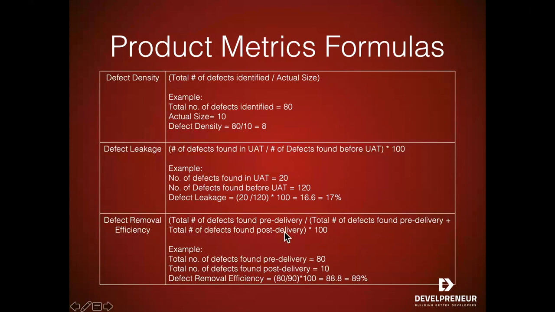Defect removal efficiency, total number of defects found pre-delivery, divided by the total number of defects found pre-delivery plus post-delivery. So total number of defects found before delivery, 80, and found after 10. So you have a total of 90 and 80. So basically you add these two together, it gives you 90, and so you have an 89% removal efficiency.